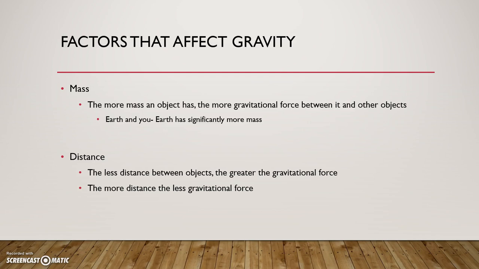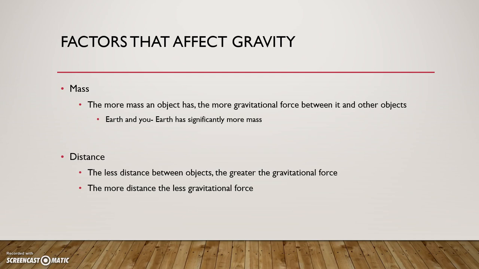And there are 2 factors that affect gravity. The first is mass. The more mass an object has, the more gravitational force between it and other objects. And this makes sense because the earth is so big, it has significantly more mass, so the earth would have a whole bunch more gravity than, say, you, or a stool in my room, or a pencil.